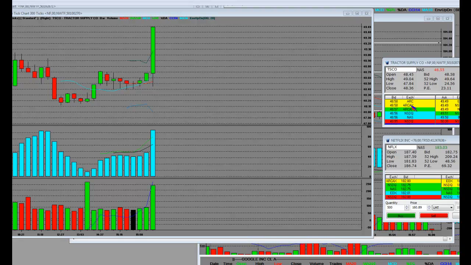Here you go, MMTs. We got earnings on Tractor Supply. This is a Tractor Supply 3-minute chart. There's that knee jerk right now, closing up there right now at $49.